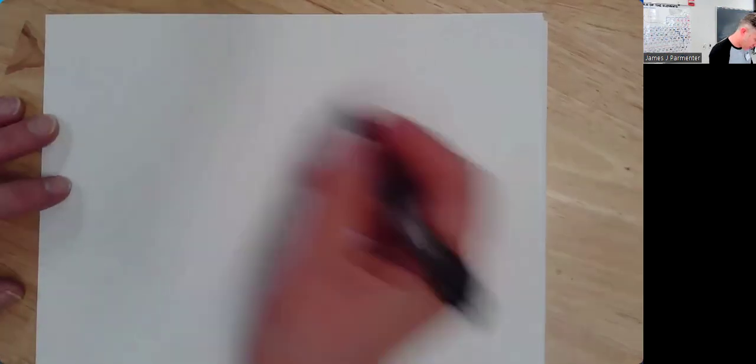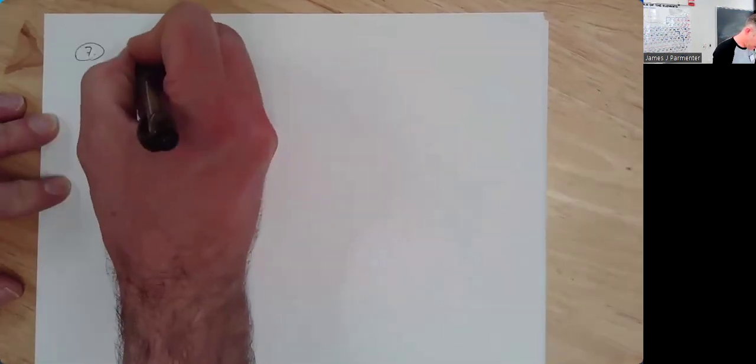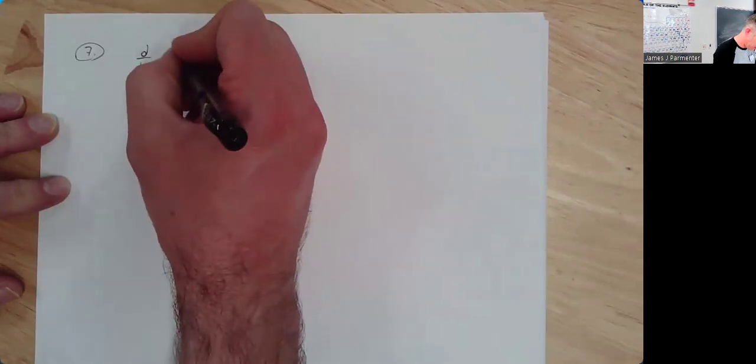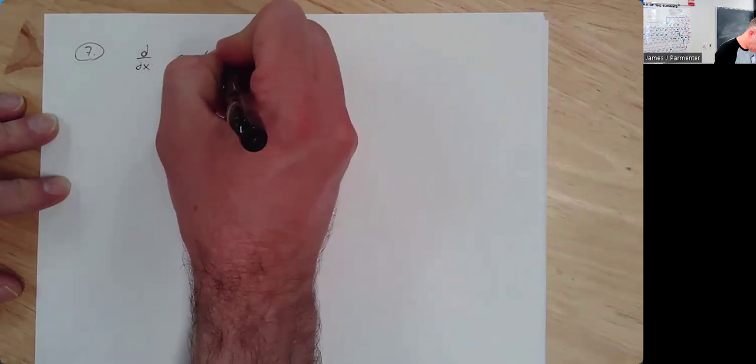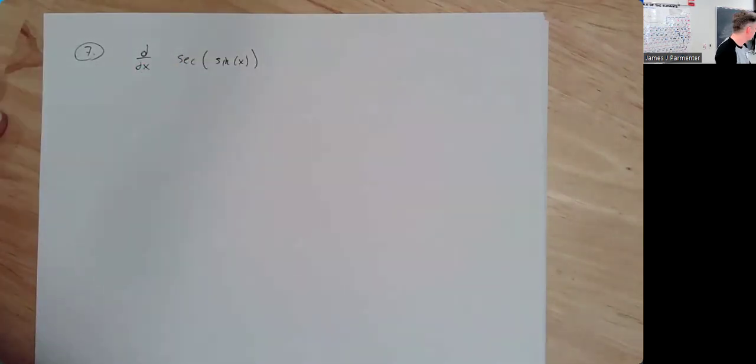So let's say we want to find the derivative of secant of sine of x. Cool. Looks like a chain rule to me.